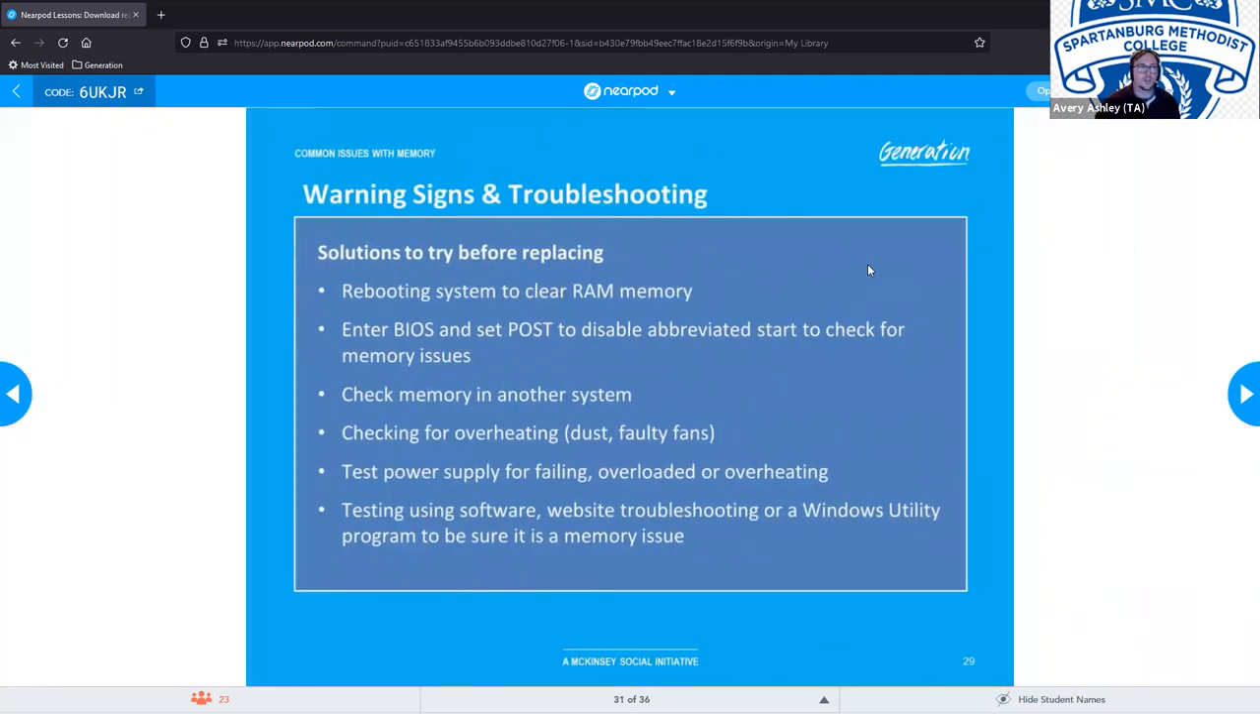So some more on warning signs and troubleshooting. Some solutions to try before replacing your RAM. You should reboot the system to clear the RAM memory. It could be that you just have too many programs open. If you're Marvin King, you might have a lot of windows open in your browser. Don't do that.